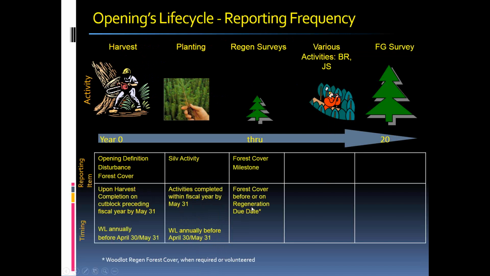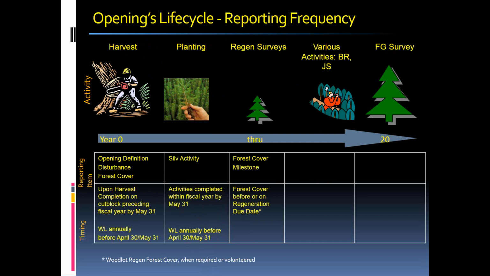So the next milestone that occurs is at regen. This is on or before the regeneration due date. What happens is that there needs to be forest cover information supplied to RESULTS. This is really to confirm that they've achieved regeneration. At this milestone, there is the ability to do a declaration for the regeneration, but it is optional for licensees. It's probably standard good practice.